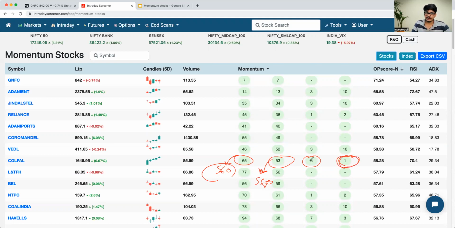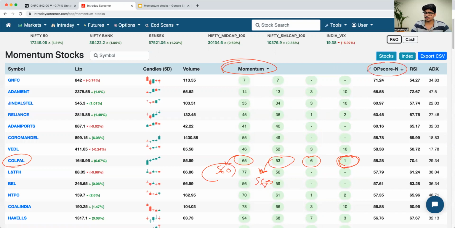So on the current trading day, this sector was performing really well. So we'll try to go long in these kind of stocks which are showing some sort of good strength, especially in intraday. So that is how we make use of this momentum column and momentum ranks as well.